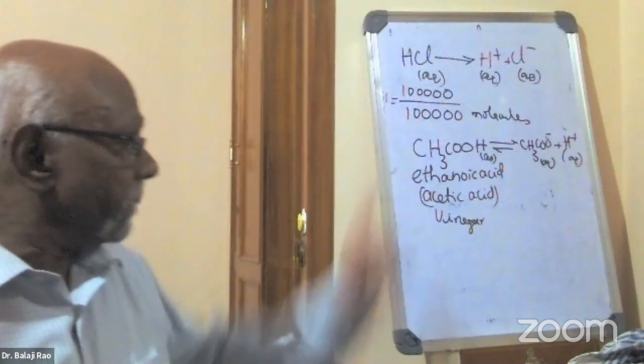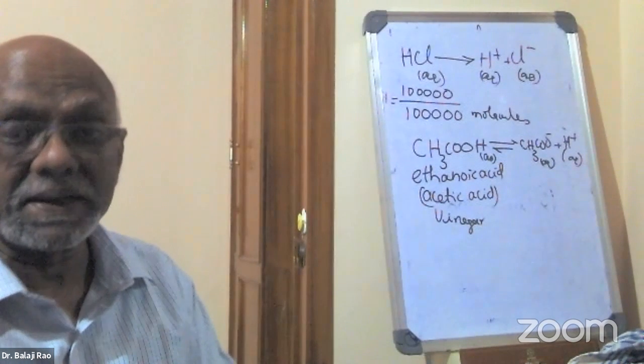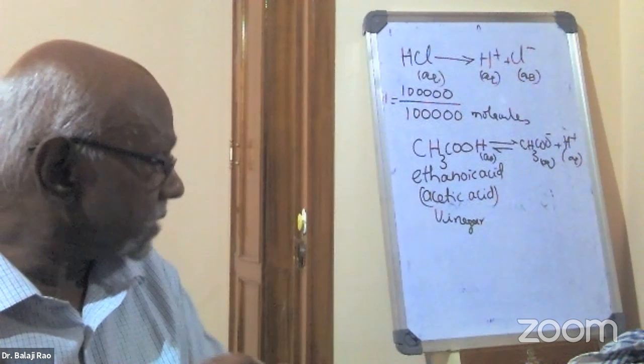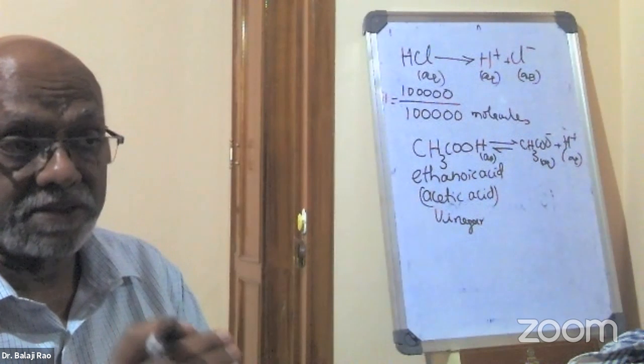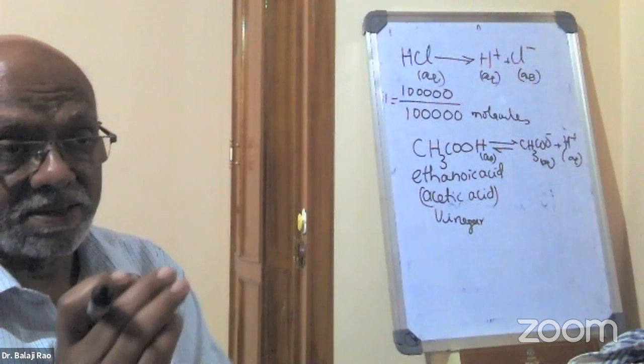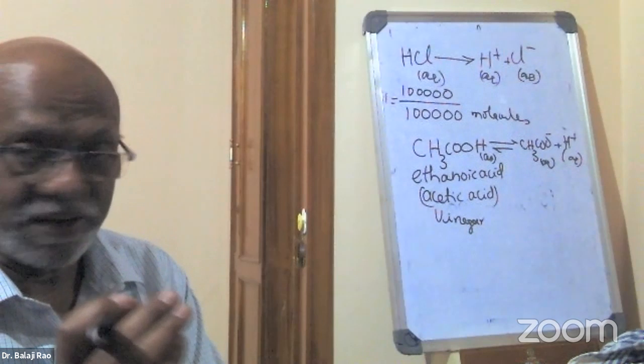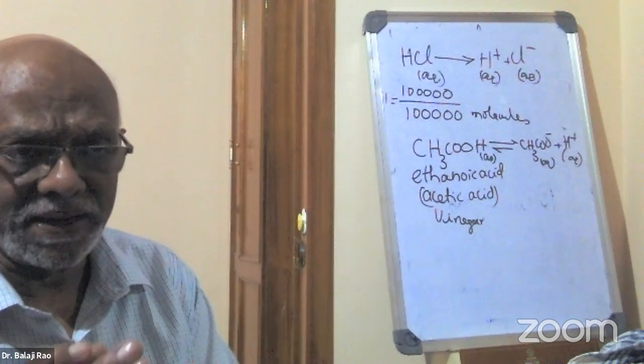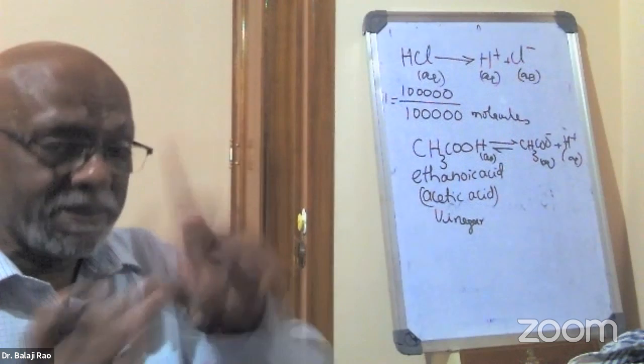Now I have taken another compound, ethanoic acid or acetic acid. It is also called vinegar. A 5% solution of acetic acid or 10% solution of acetic acid is called vinegar. We know vinegar is used as a souring agent. Now let me see how it ionizes.